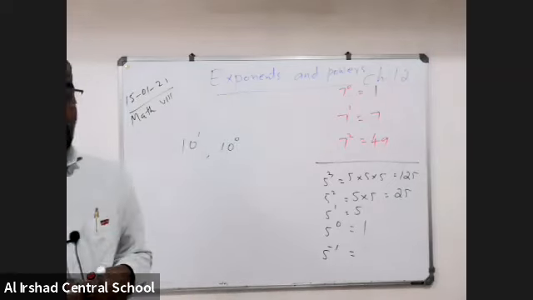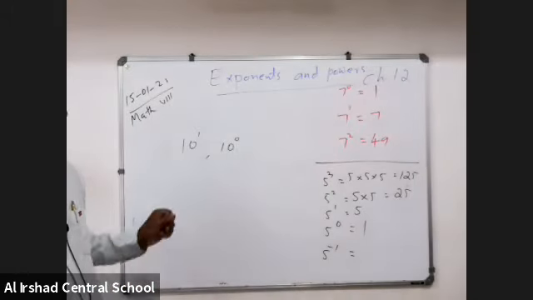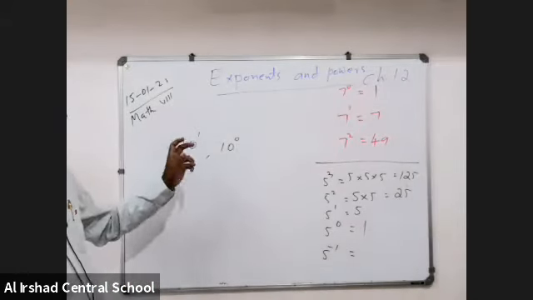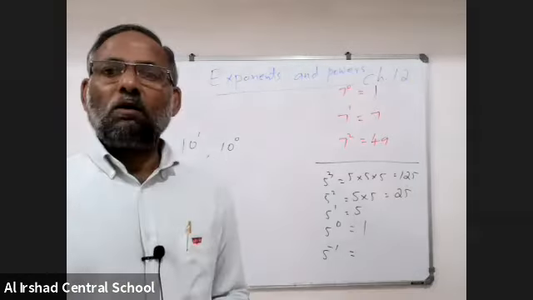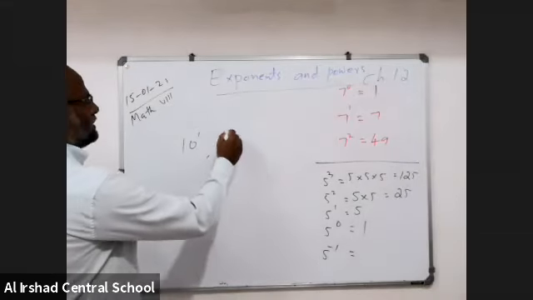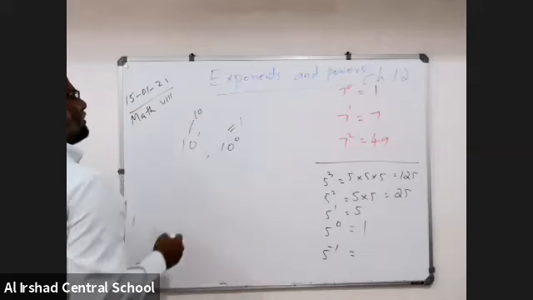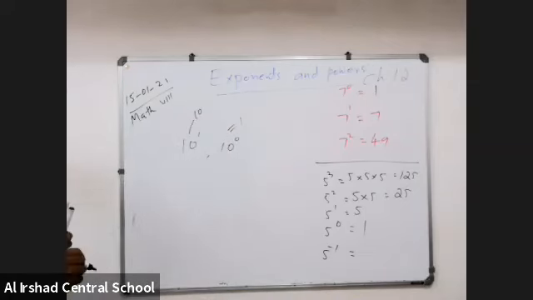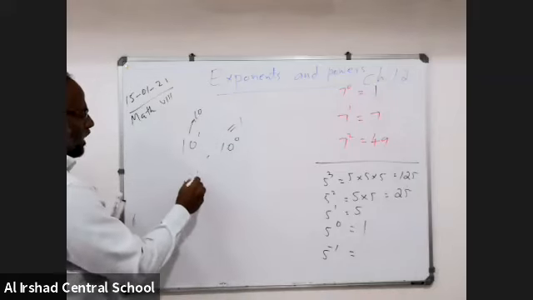Sir, give me 10 rupees. I have $10. 10 to the power of 1 means 10. Okay. I can give you 10 to the power of 0. Okay, you are happy. Because 10 to the power of 0 means this is 1. This is 10 only, 10 to the power of 1, not 0. Now my question is 10 to the power of minus 1.